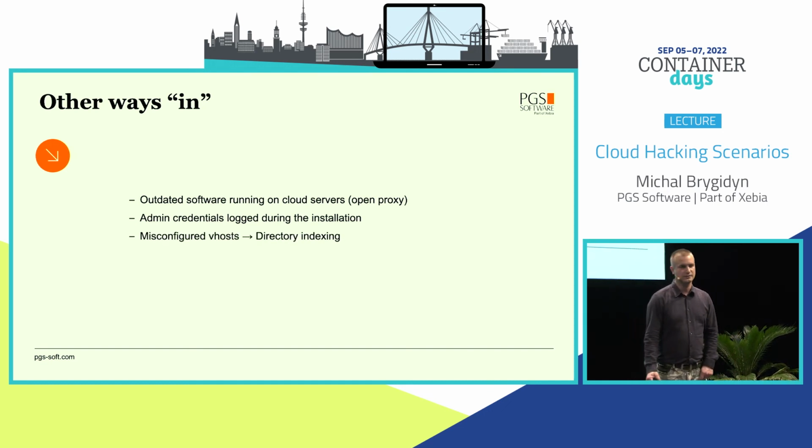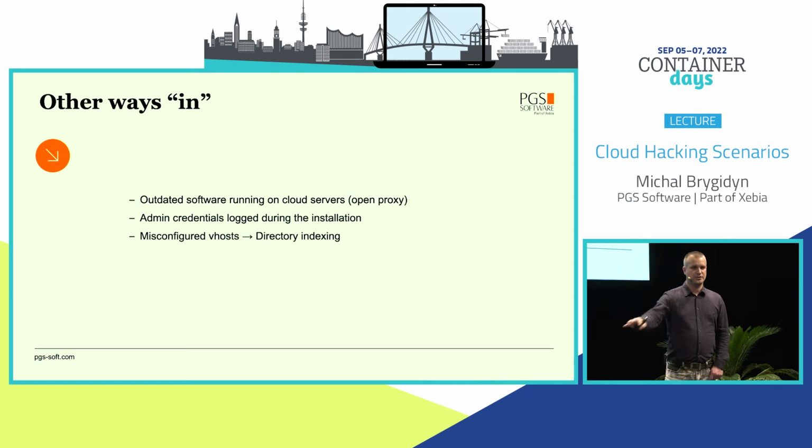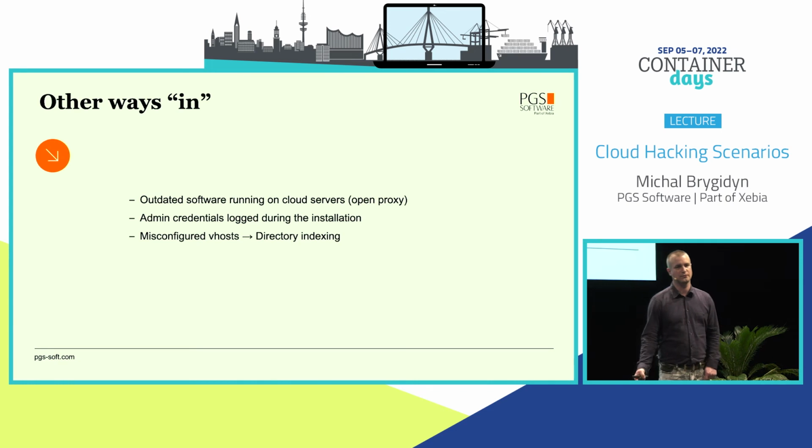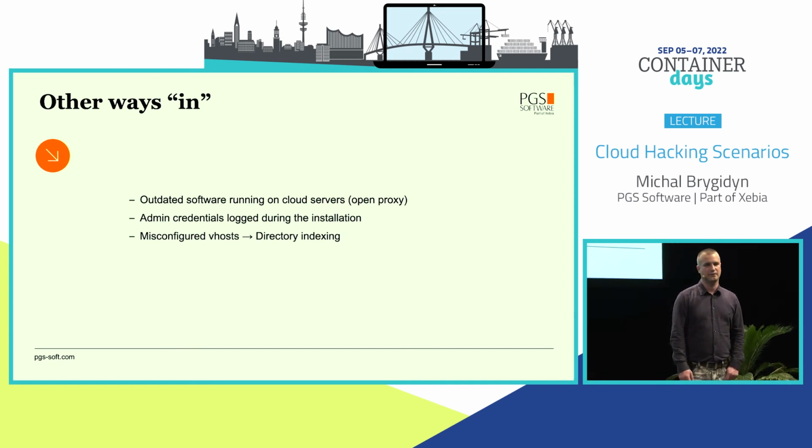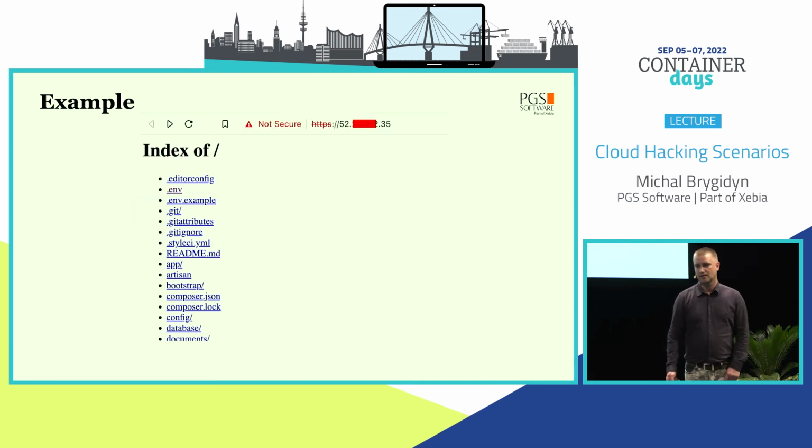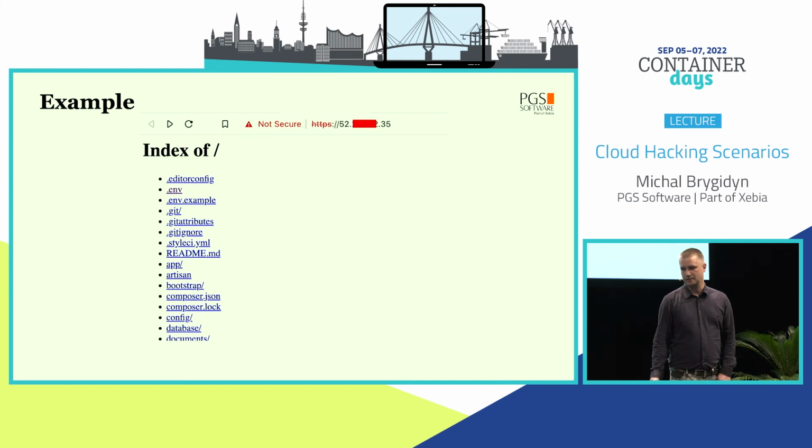Then misconfigured vhosts with directory indexing. If you have your vhost configured to point to directory A, but then the default vhost points to the directory one above A, then you don't have any index files, etc. in that location. So if you go directly to the IP, you will go there and you can see what's there, maybe some interesting files like .env files or other config YAMLs. It looks like this one.